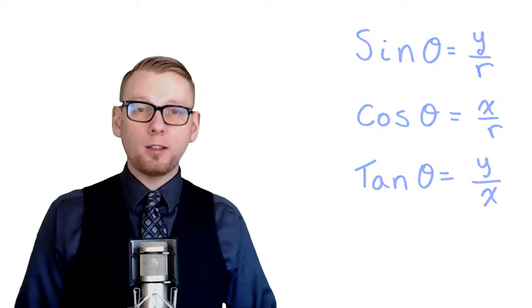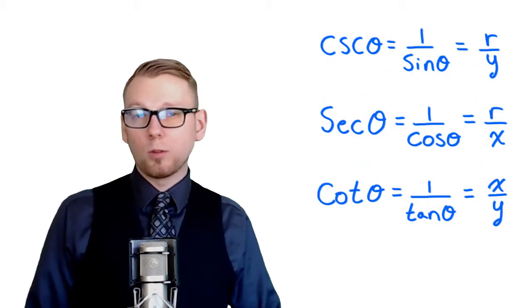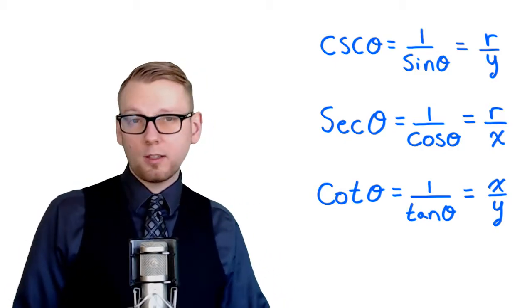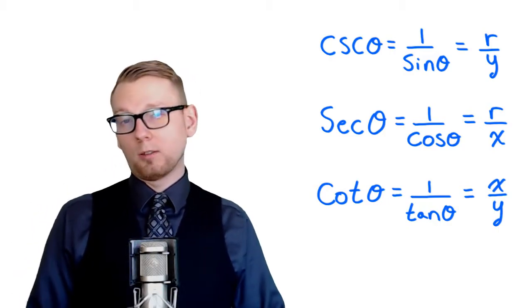The three remaining functions are cosecant theta, which is 1 over sine theta, secant theta, which is 1 over cosine theta, and we have cotan theta, which is 1 over tan theta.